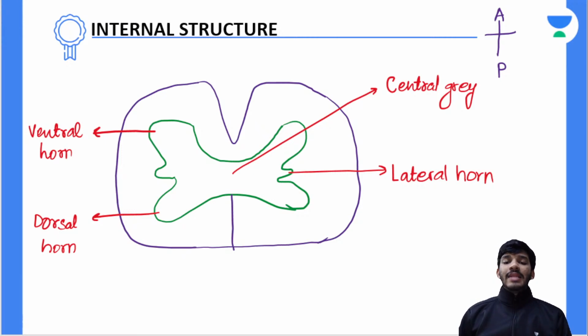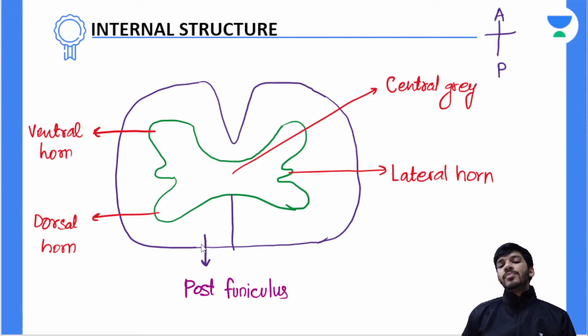Now, the white matter, like I told you that the gray matter forms the horn. The white matter forms what is called the funiculus. So anteriorly and posteriorly, you have different funiculi. Posteriorly, you will have the posterior funiculus or the posterior white column. On both sides, you have two posterior white columns. So this is called the posterior funiculus. On either side of the septum, you have left posterior funiculus and right posterior funiculus. Similarly, you have anterior funiculus. If this is the left side, this is the left anterior funiculus.